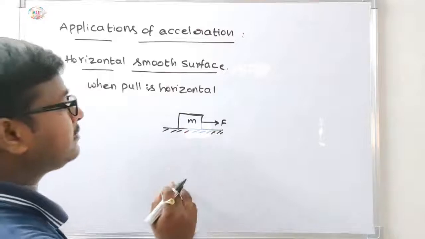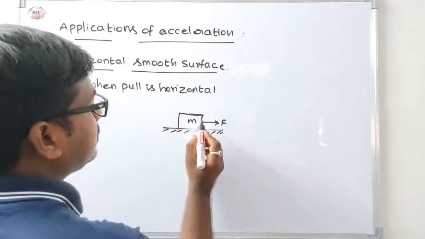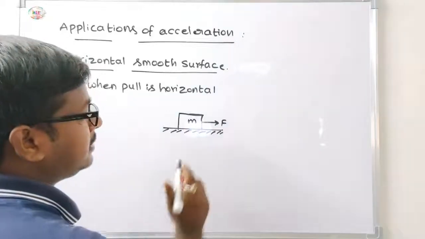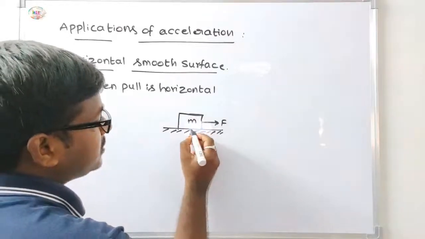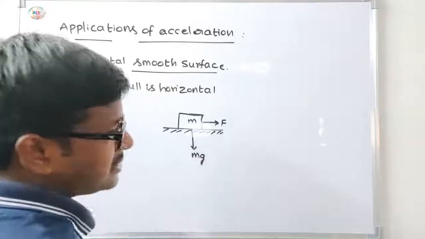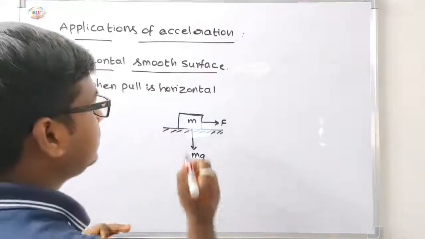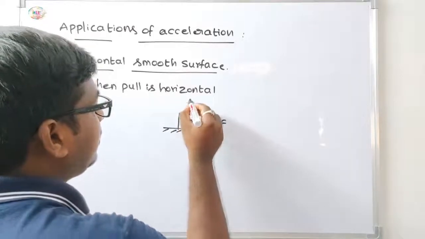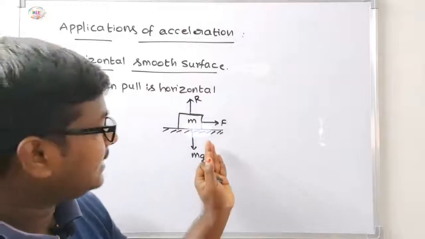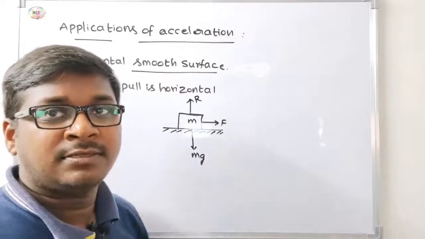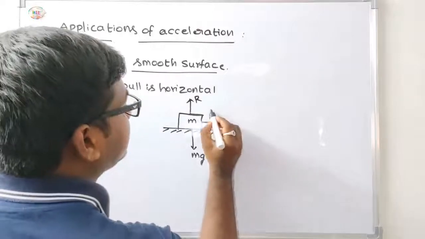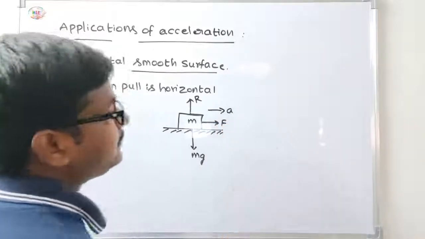In the free body diagram, students, identify the block of mass m, the gravitational force, and one more thing, the reaction force R. The block is moving in the forward direction, so the acceleration is also in the forward direction.